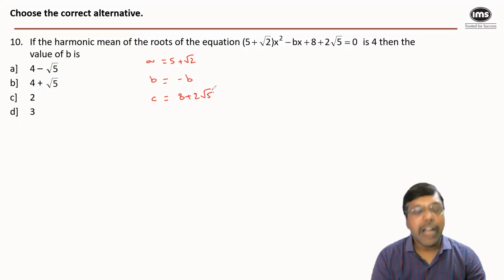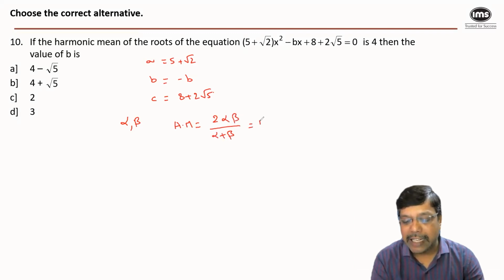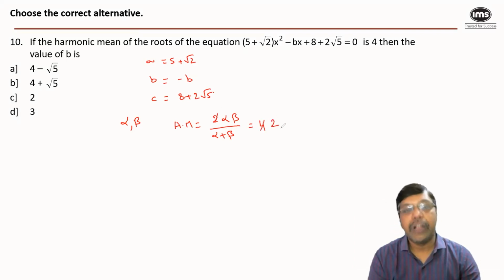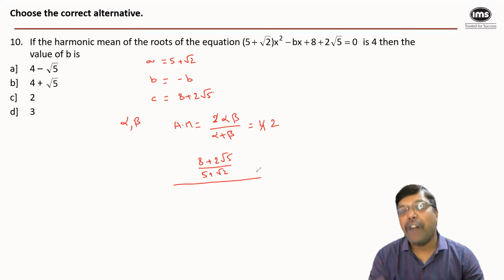Now, if alpha, beta are the roots of the equation, then the harmonic mean of the roots will be 2 alpha beta by alpha plus beta, and it is equal to 4. Alpha into beta, the product of the roots, is c by a. So that will be 8 plus 2 root 5 divided by 5 plus root 2, whole divided by alpha plus beta.